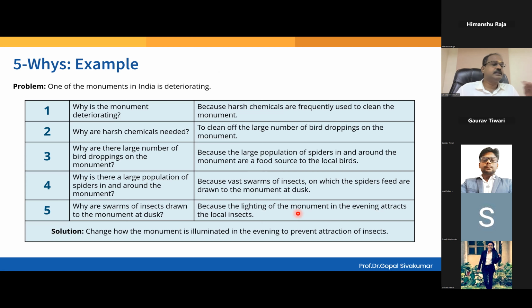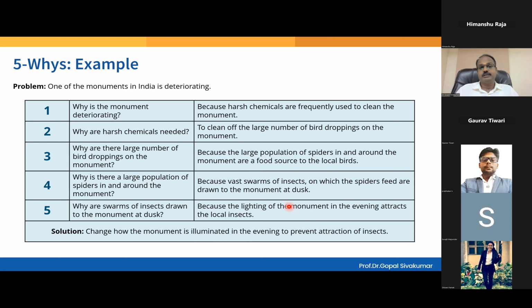Otherwise, you will simply be taking action on some of the symptoms, but not on the root cause. The root cause is the lighting. So the lighting is rearranged and the timing is reduced, because if you are the first one to switch on the light in the area, obviously every insect will come to your building only. So the solution to the problem is to change how the monument is illuminated, the lighting arrangement as well as the lighting time.